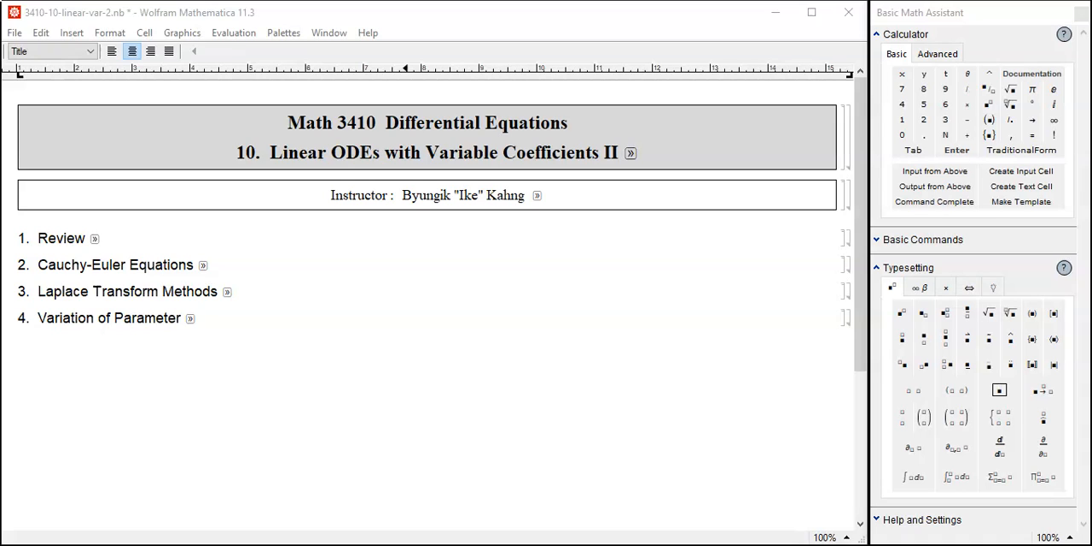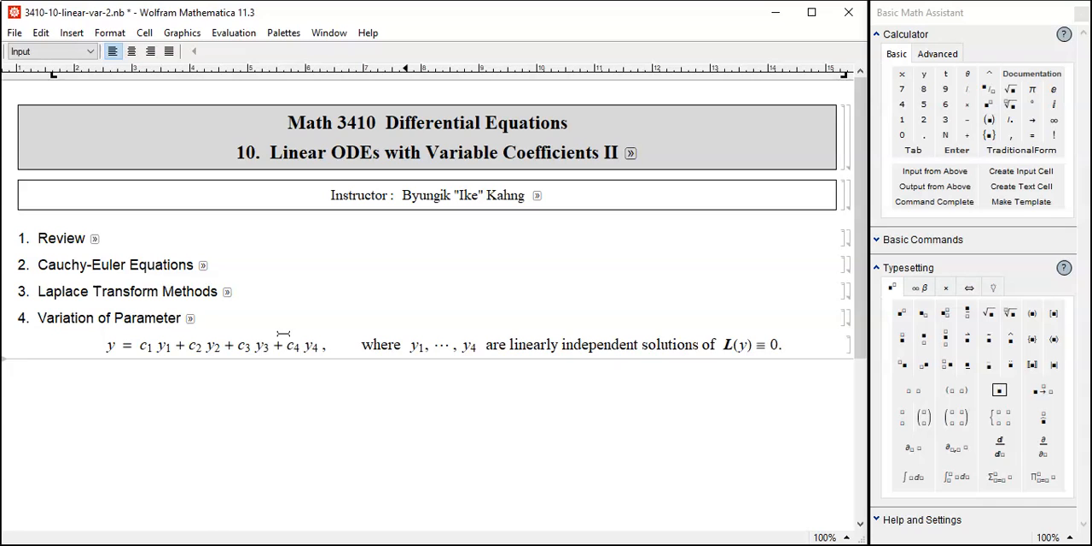Hello students, welcome back. Let's go to section 4, variation of parameter. Before starting, let me give you a brief overview of what this is all about in a little bit more general environment. Here we go. Let's consider the situation.